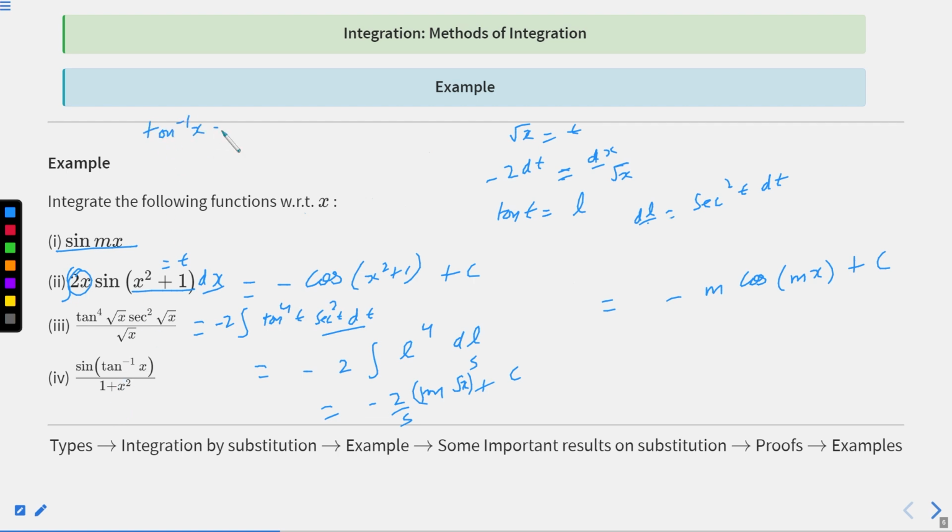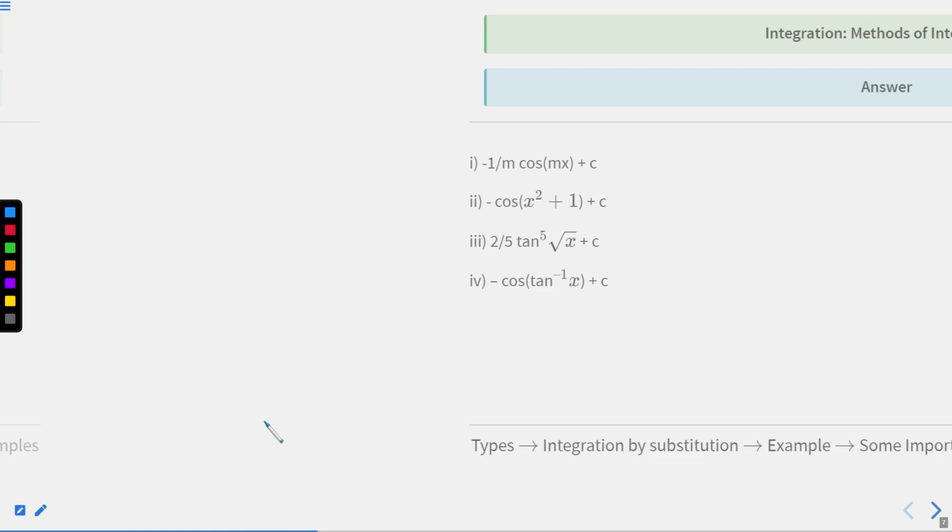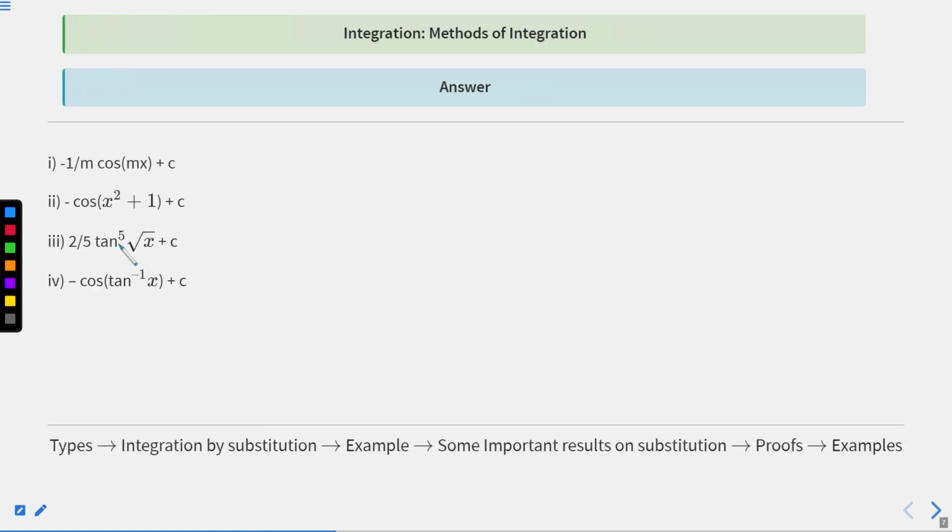Taking tan inverse x is equal to t, you know dt by dx is nothing but 1 by 1 plus x square. So dt can be replaced by this thing. This can be replaced by the integration of sin t dt, and this will be minus cos t plus some constant. t is tan inverse x, so your answer will be minus cos tan inverse x plus some constant, as you can see.